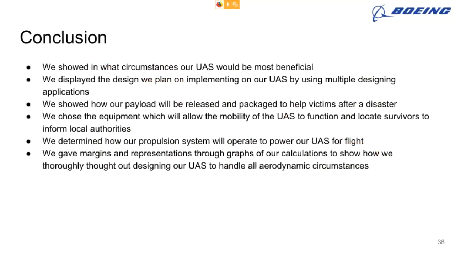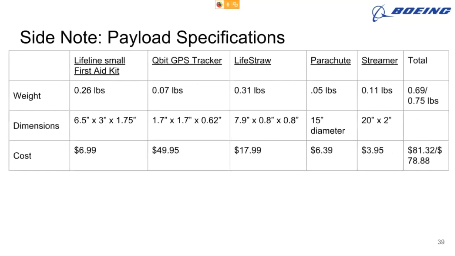So in conclusion, we showed in what circumstances our UAS would be beneficial. We displayed our plan for implementing our UAS with multiple design applications, how our payload would be released and packaged, the mobility of our UAS, and the ability to locate survivors. We determined our propulsion system, and we gave margins and representations with graphs and calculations to show thoroughly how we are designing our UAS to handle all our aerodynamic circumstances.